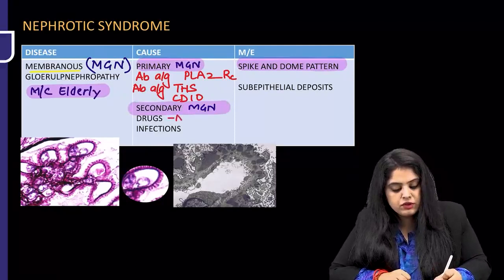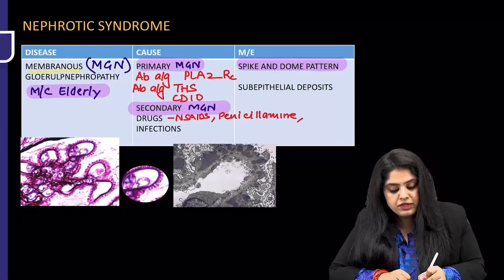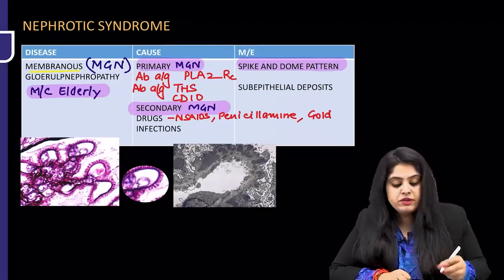So they could give you a history of, say, NSAIDs. They could give you a history of penicillamine. They could give you a history of gold. So some kind of drugs will be mentioned. Then they could give you infections.